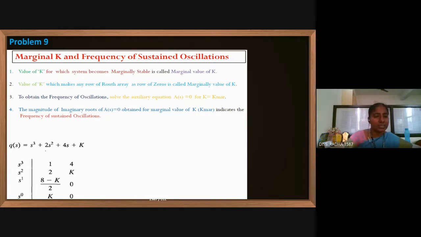So you can also see the same problem, I think. No, this is a different problem. S power 3 plus 2s square plus 4s plus k. This is the characteristic equation given. And RH table is prepared.